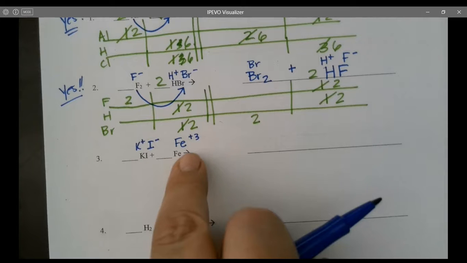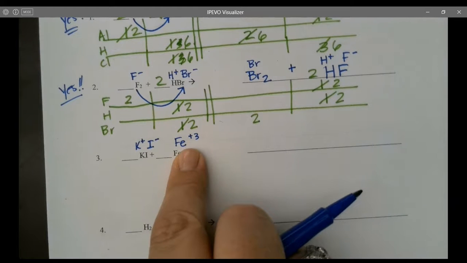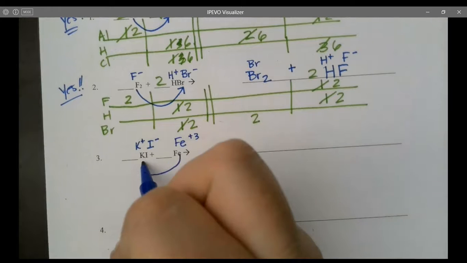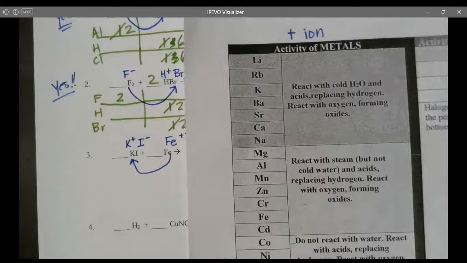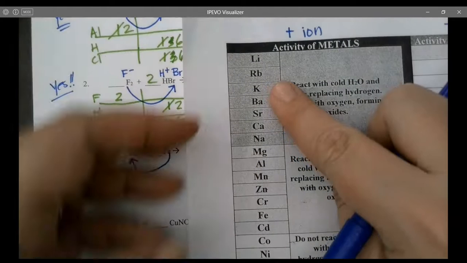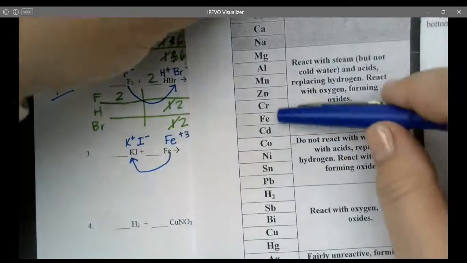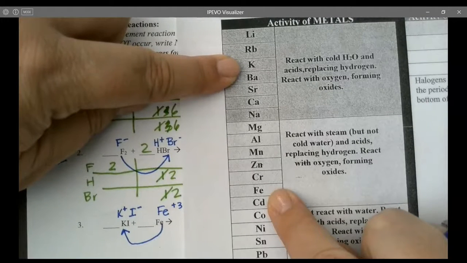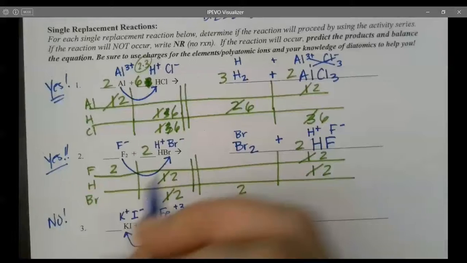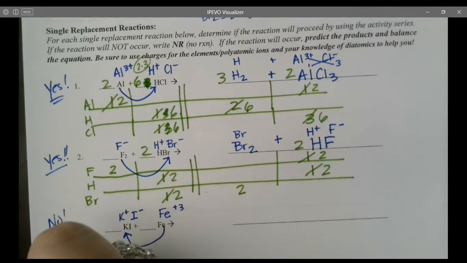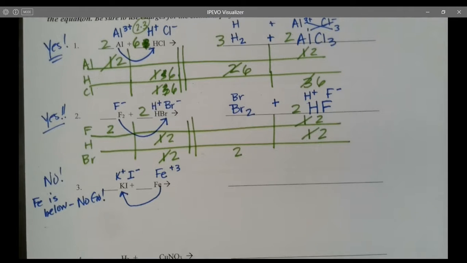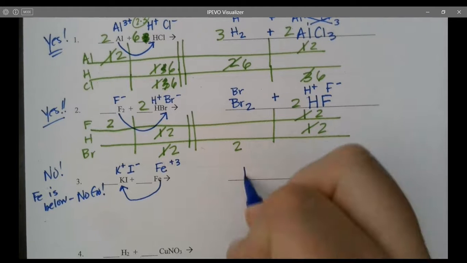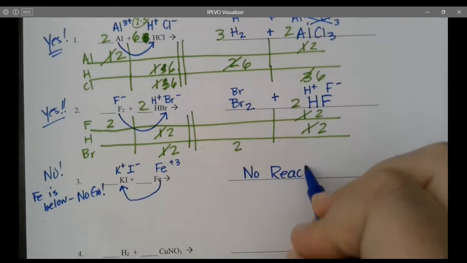And now we know that my single element is a positive. So that means I'm going to try and kick a positive out, which would be K. Okay. But can that happen? So here's K. And I need to find Fe, and it is down here. Fe is below K, so this is a no. Okay, Fe is below, no go. Maybe that'll help remind you. Okay, Fe is below, no go. So this is going to be a no reaction.